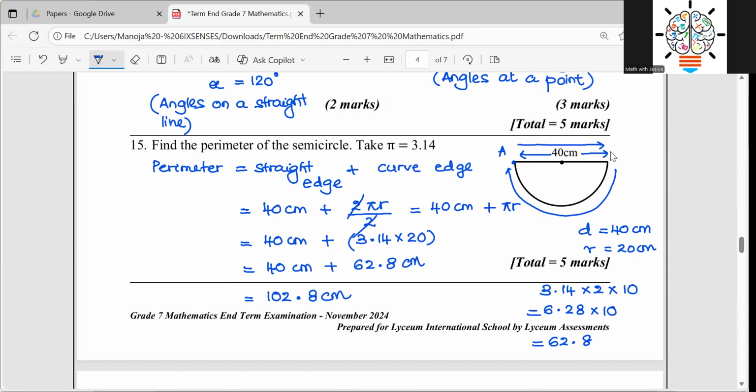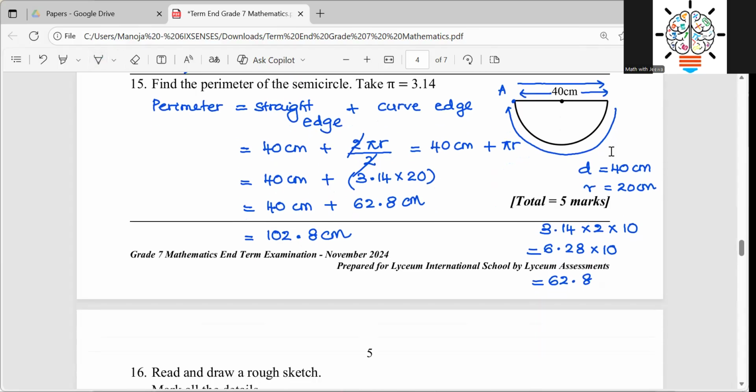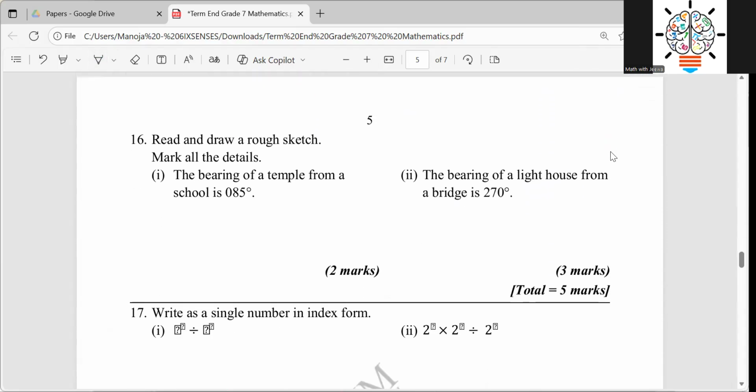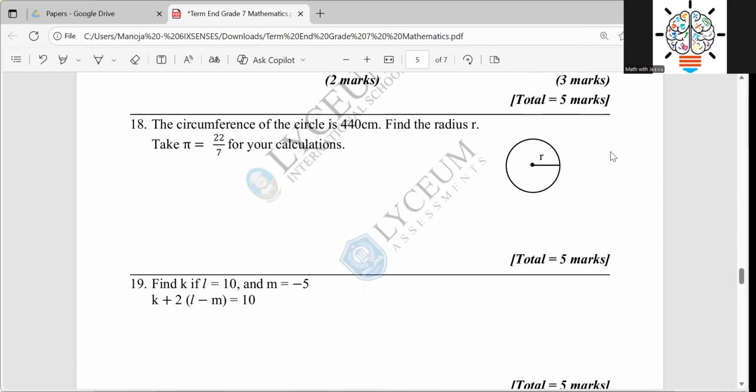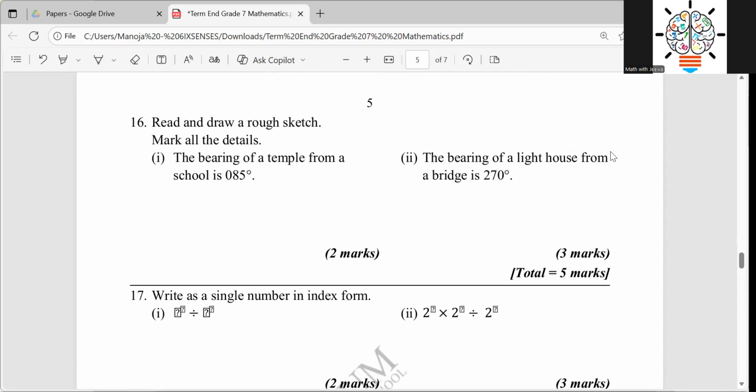And it gives me the final answer, 102.8. Okay, so then we want to go to this page. Quickly we will do that. Here, the bearing of a temple from a school. From a school, letter S, the temple T, and it is 85 degrees.